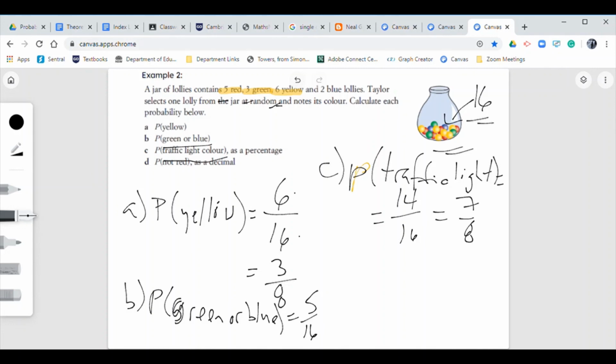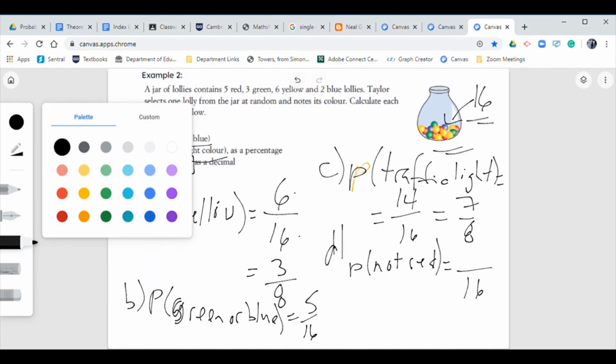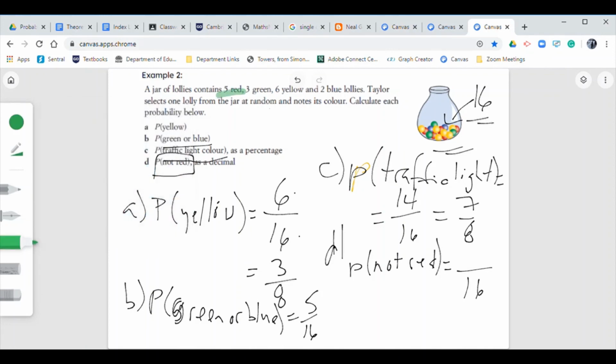So D, it says the probability of not red. I need to figure out my probability of not red over 16. Again, I need to look at my total colors and think, which of these are not red? I've got red right there, so it's going to be everything else other than the red. That's the green, the yellow, and the blue. So I'm going to add 3 plus 6 is 9, plus 2 is 11. That's 11 out of 16. There you go.